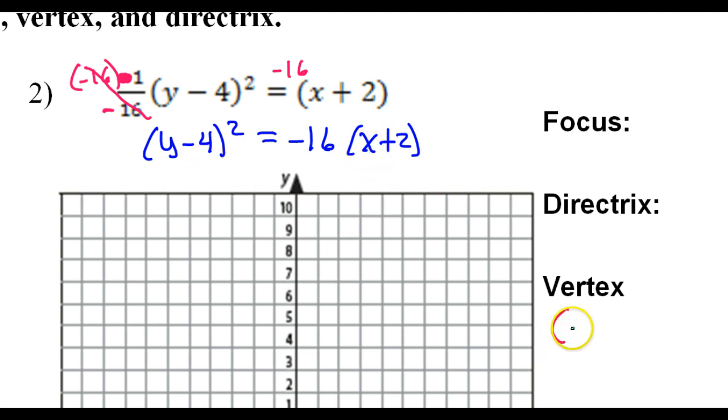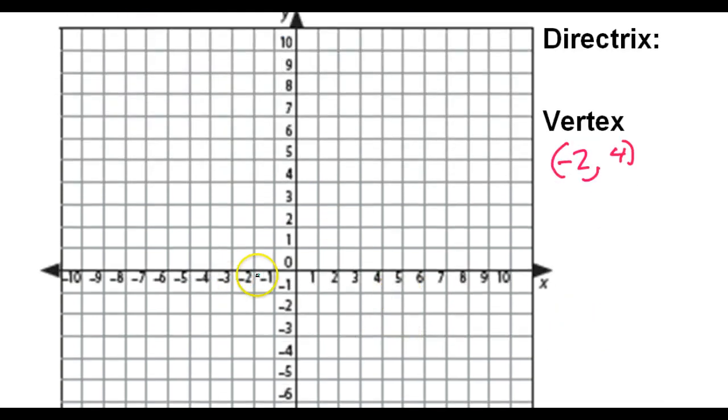The x-coordinate has to come from the x part of the equation. So, the negative 2 comes first from this. The y variable has to come from the y part of the equation. So, I'm going to put the positive 4 here. So there's my vertex. Might as well graph it. Negative 2, comma 4.